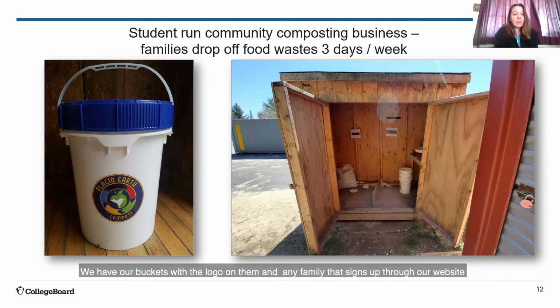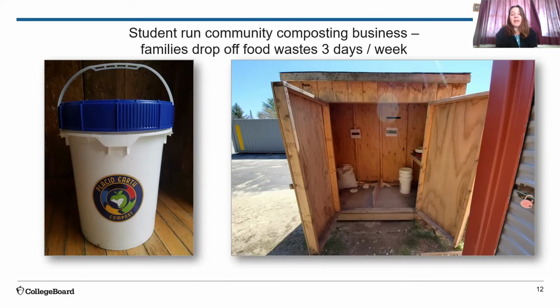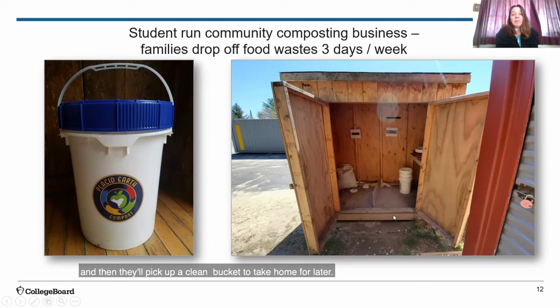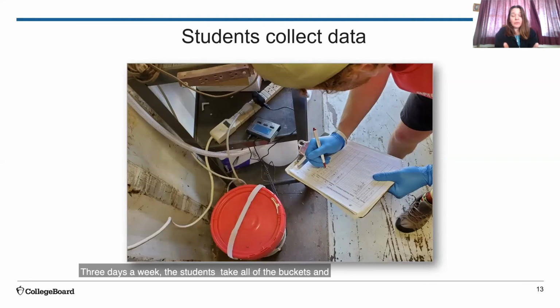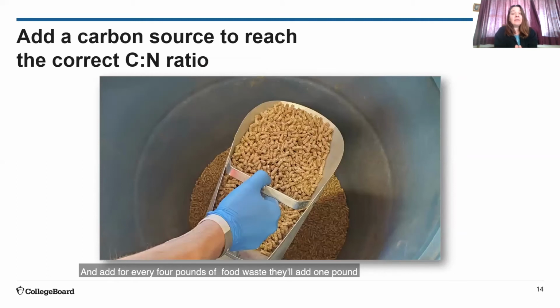We have our buckets with the logo on them, and any family that signs up through our website will get a bucket. And when they fill their bucket, they will bring it to the shed, and the dirty buckets will go on one side of the shed, and then they'll pick up a clean bucket to take home for later. Three days a week, the students take all of the buckets and weigh them, and they will collect data and add, for every 4 pounds of food waste, 1 pound of a carbon source.